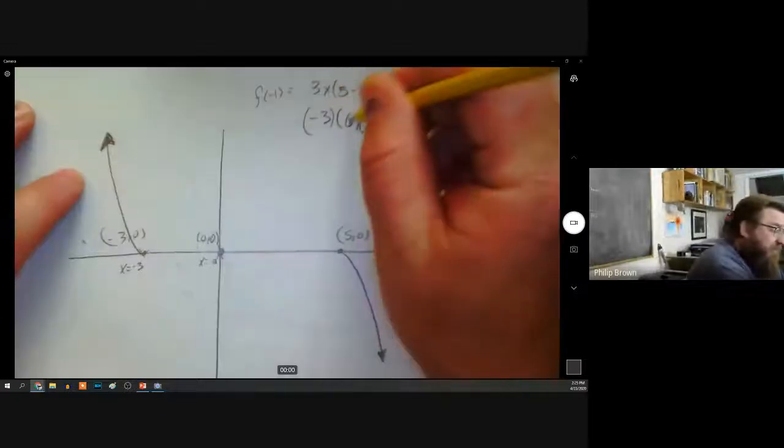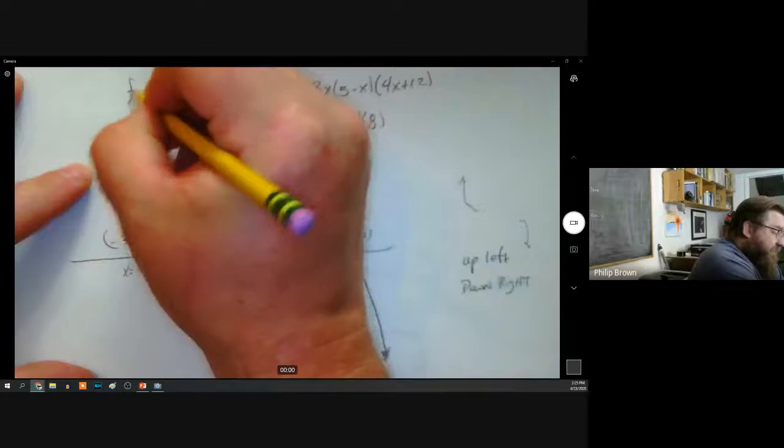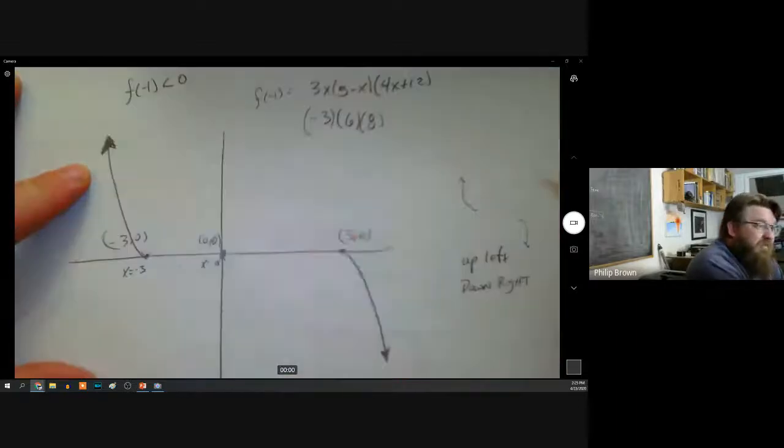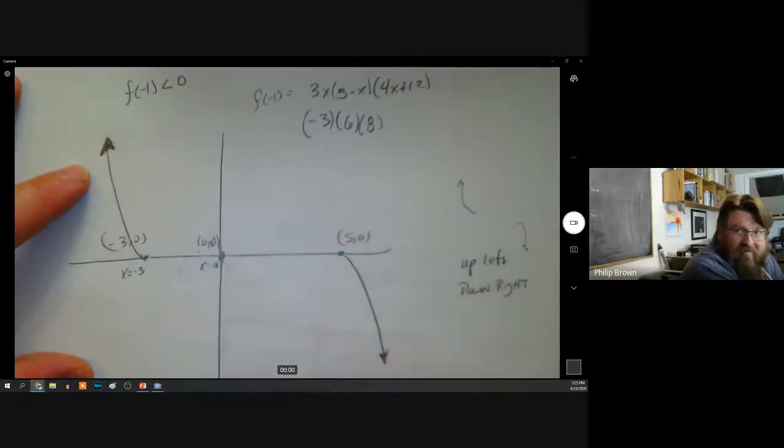I have a negative times 2 positives. That's negative, so it's going to go down. So f of -1 is negative. That's what that means. F of -1 is negative. So it's going down for sure.